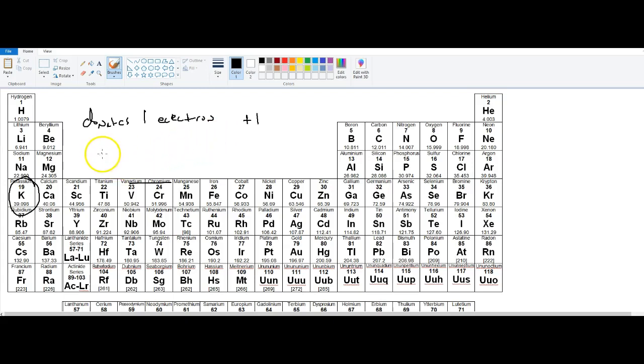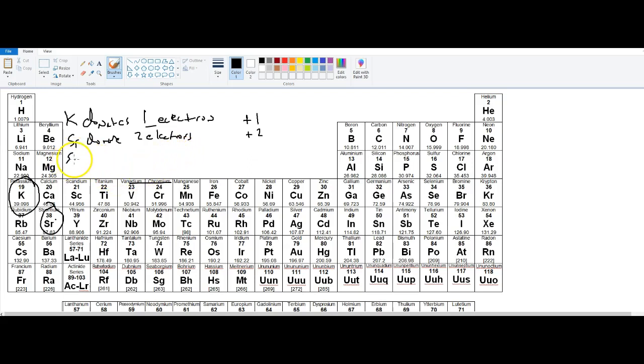I want to do selenium. Actually, you know what? I'll do the one in between too. Strontium. So that's potassium. Strontium's right here. It wants to get down to 36, krypton. So it's going to donate 2 electrons. And when it's done donating 2 electrons, it's going to be +2.